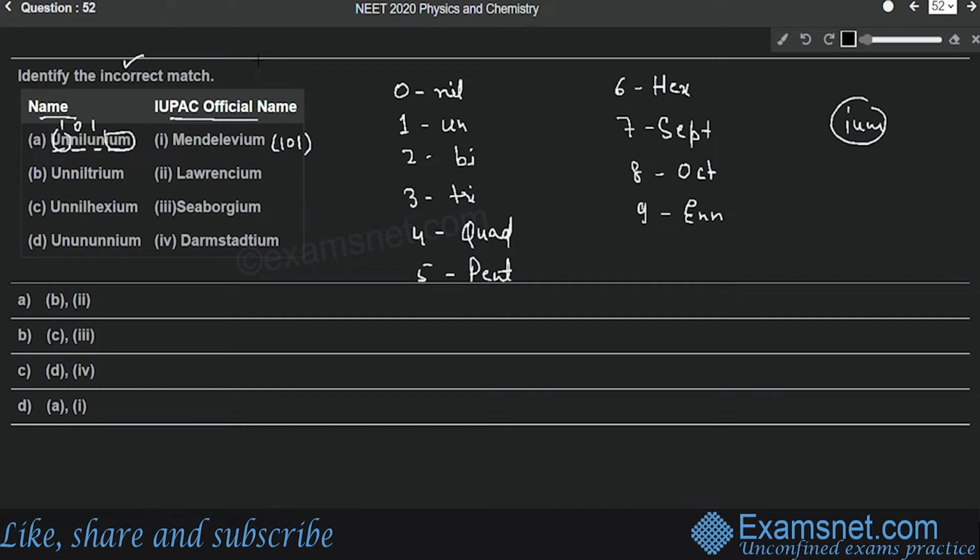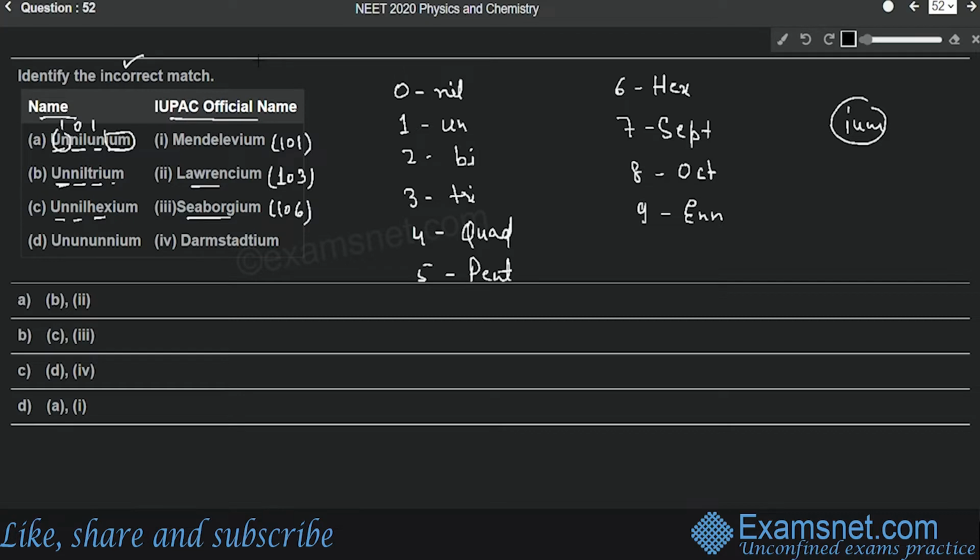Now the second one is Unniltrium. That means 103. And the match is Lawrencium. So this is also a correct match because the atomic number of Lawrencium is 103. Now the third one is Unnilhexium. That means 106, right? So the element with the atomic number 106 is Seaborgium. So this is also a correct match.